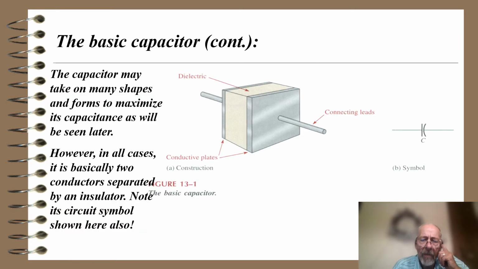So here's a picture of the basic capacitor, and you can see that again, it consists of a couple plates with connecting leads on those plates and a dielectric, which is a fancy term for an insulator. The symbol over to the right-hand side, the capacitor, is a solid straight line and a curved line, but they're not touching. The capacitor may take on many shapes and forms to maximize its capacitance, as will be seen later. However, in all cases, it's basically two conductors separated by an insulator. Note its circuit symbol shown here also. We talked about that already.